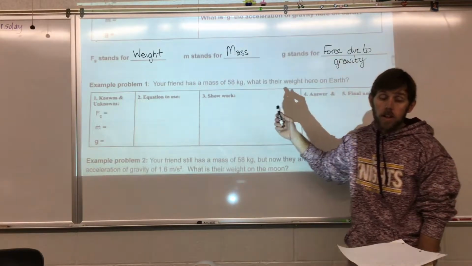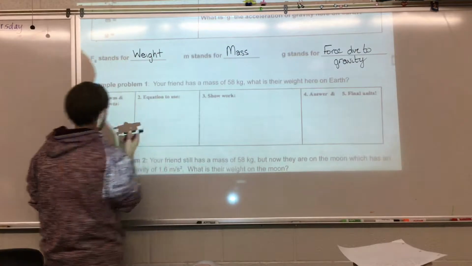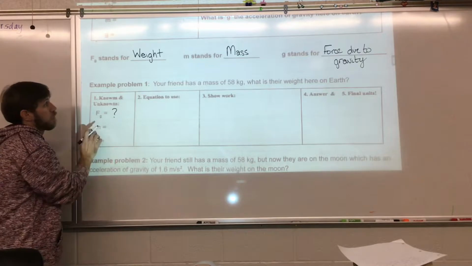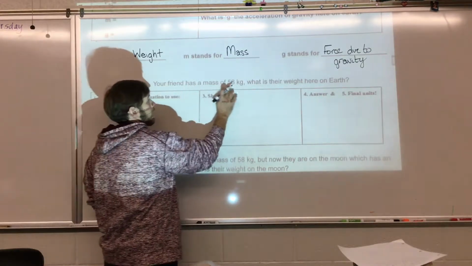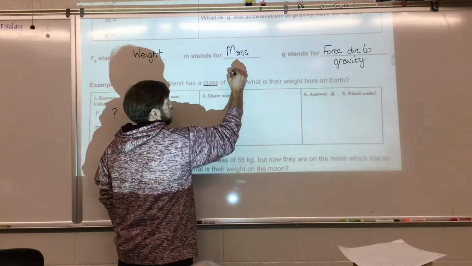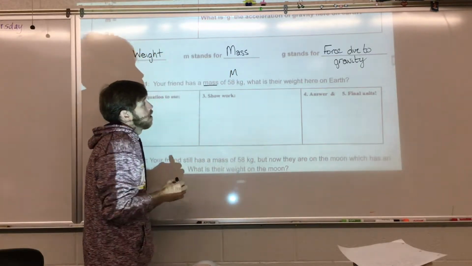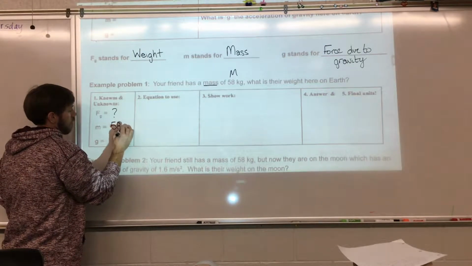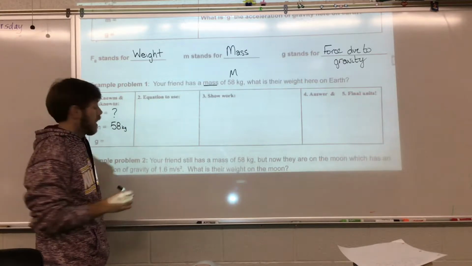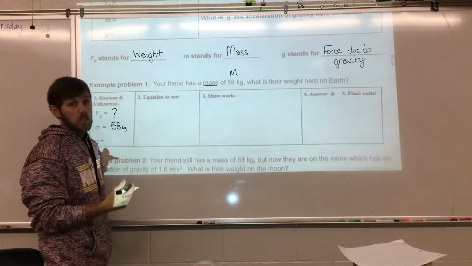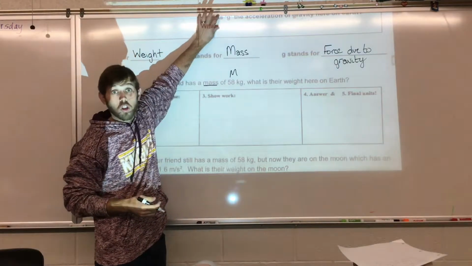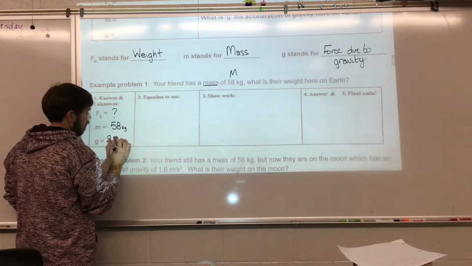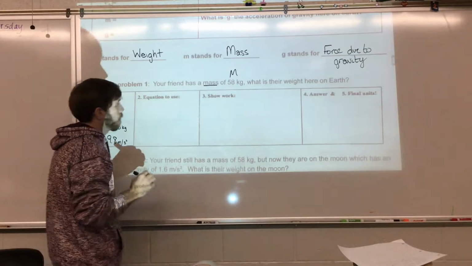So we know right away that, all right, we are looking for weight, F of G. So that's a big question mark. As far as our mass goes, it says your friend has a mass, pretty big hint, of 58 kilograms. So their mass is 58 kilograms. And then G, remember, never changes. And we answered it up here before I scrolled the screen up. It was what's the force of gravity on Earth? That's 9.8 meters per second squared.